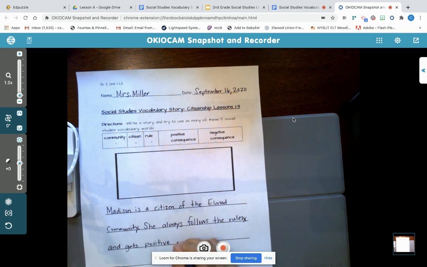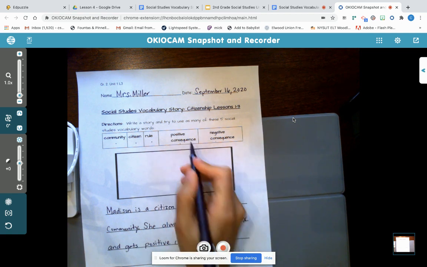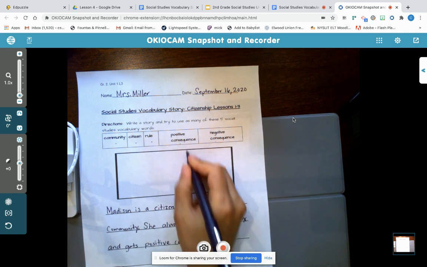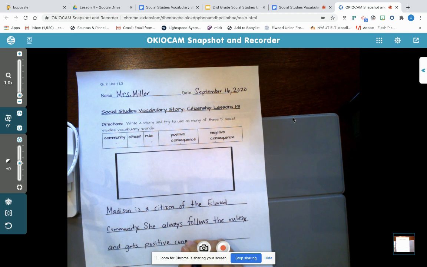It's positive. And I'm looking back to see how to spell it. Consequence. Okay, so this says consequence. I want to make it say consequences. So what should I add to the end, everyone? What letter? Call it out. I should add an S. She always follows the rules and gets positive consequences.